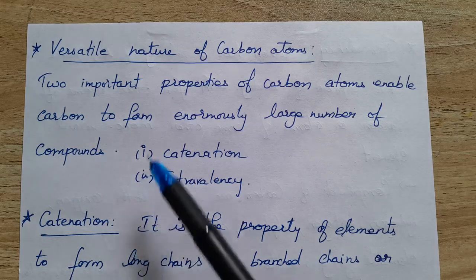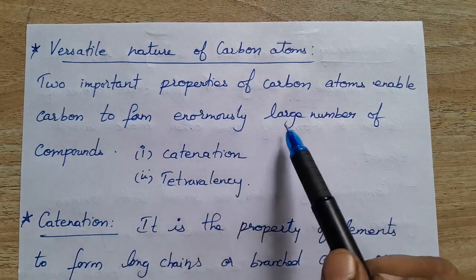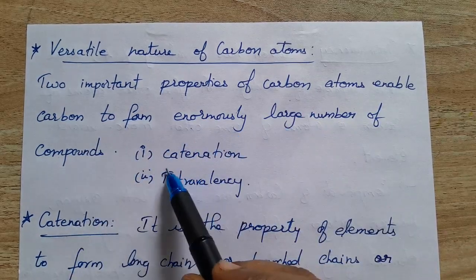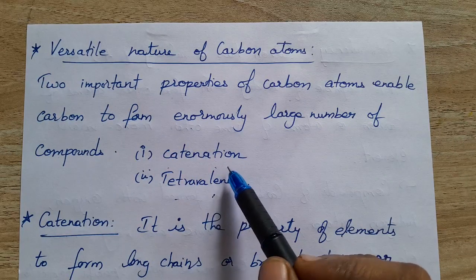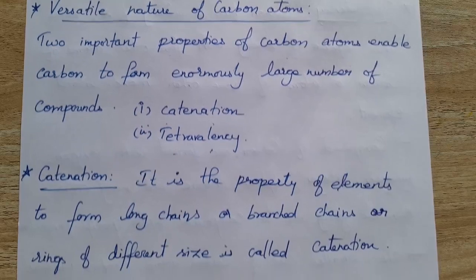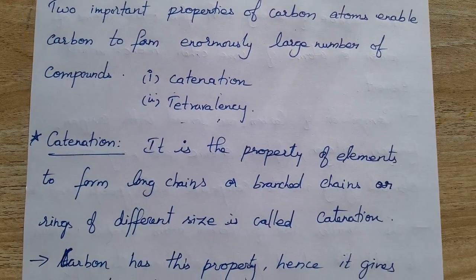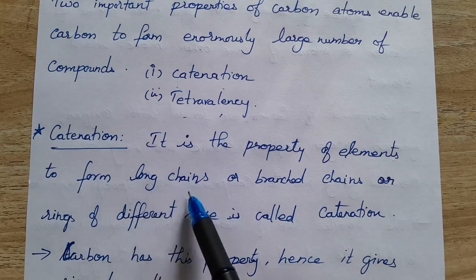Two important properties of the carbon atom enable carbon to form an enormously large number of compounds: catenation and tetravalency. These two properties make carbon a versatile element. What is meant by catenation? Catenation is the property of an element to form long chains.